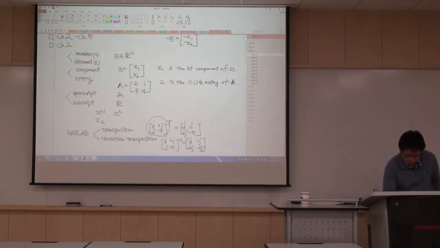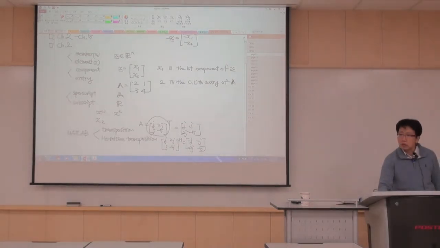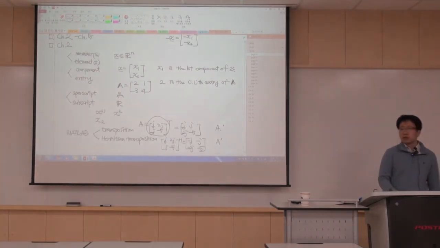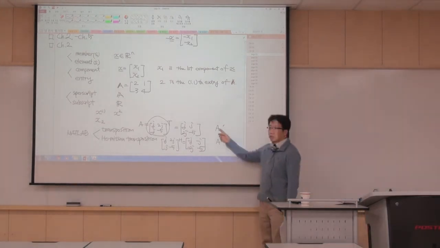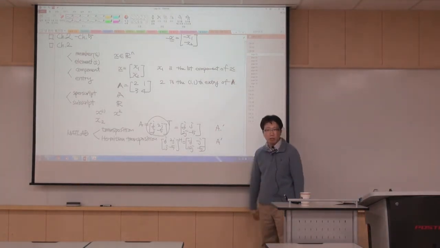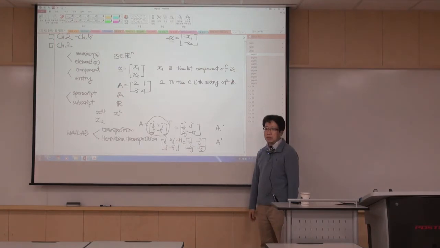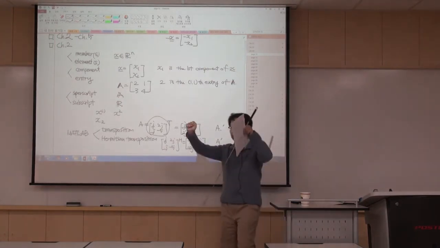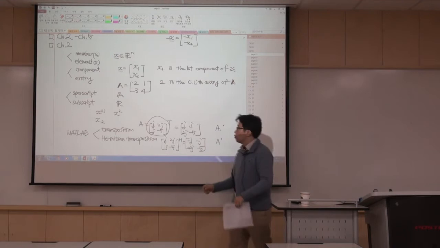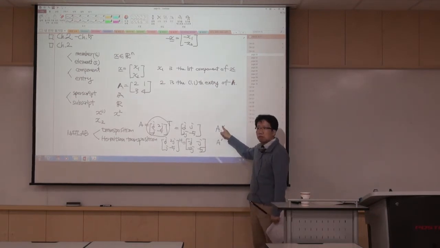Now, suppose this one is A in your MATLAB. Then, what is the transposition and what is the Hermitian transposition? In MATLAB, this apostrophe is Hermitian transposition, and dot apostrophe is the transposition. So be careful. Sometimes you just want to change a row vector into a column vector. In that case, you have to use dot apostrophe.